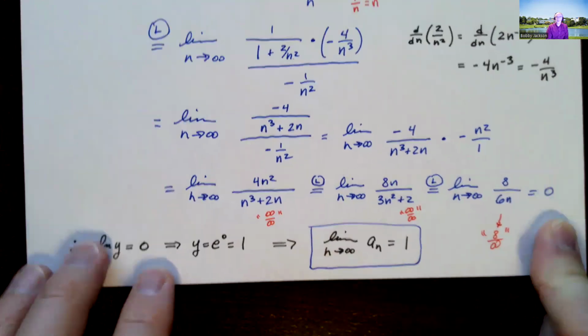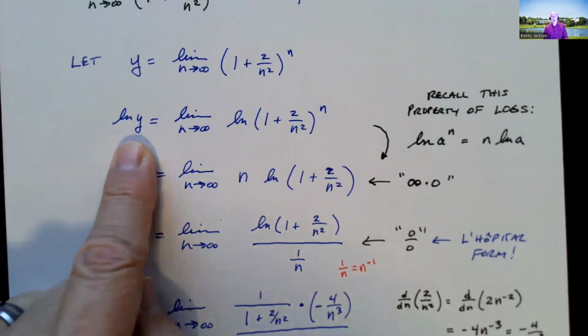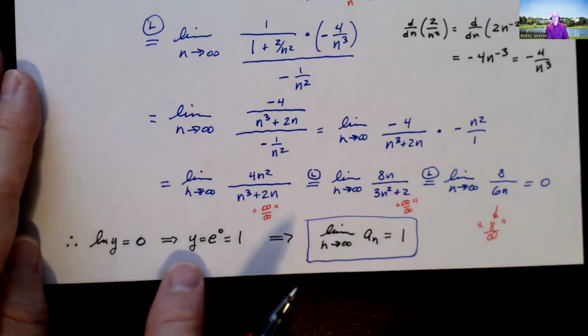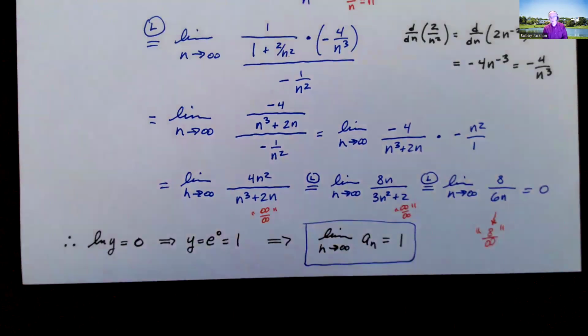Remember, this was the natural log way back here. Remember, natural log of the limit we were looking for. So be careful. The limit of our sequence is not 0. The natural log of y is 0. Therefore, y is e to the 0 or 1, and the limit of our sequence is actually 1.